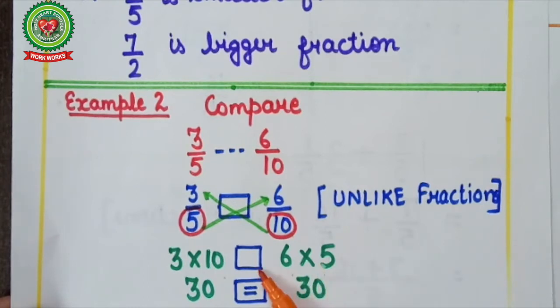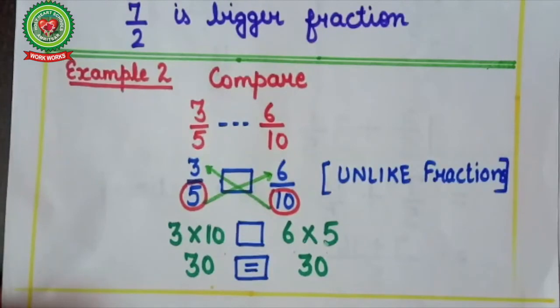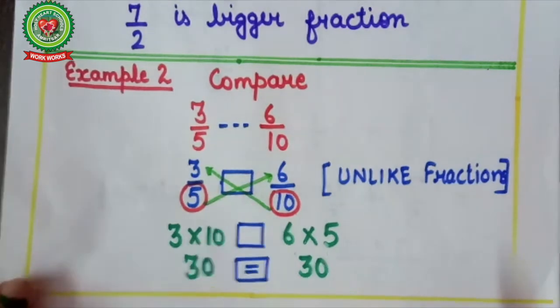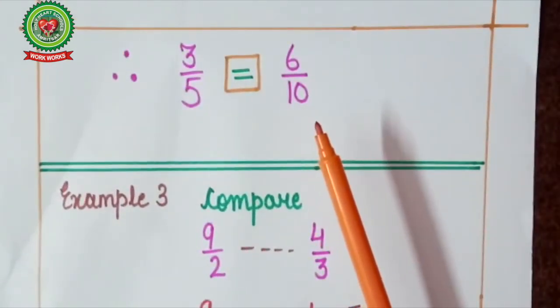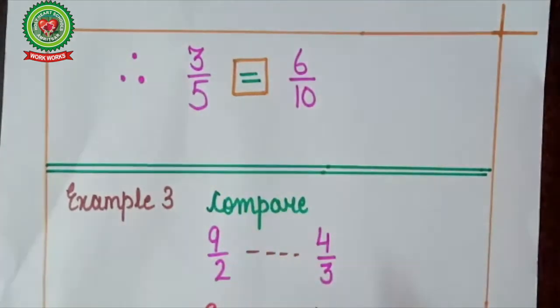So why are we putting a box over here? Here we are comparing or checking. That's why we are putting a box in between. So here 3 tens are 30. 5 6s are 30. So both are equal to 30. Now we know 30 equals 30. Therefore 3 upon 5 equals 6 upon 10. Or you can say that 3 upon 5 and 6 upon 10 are equivalent fractions.